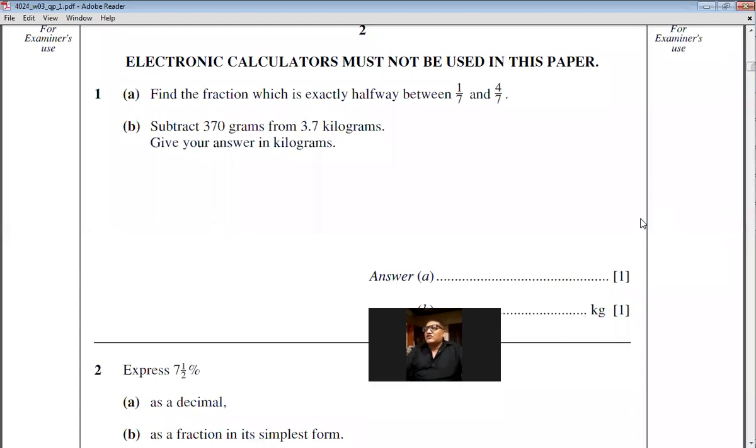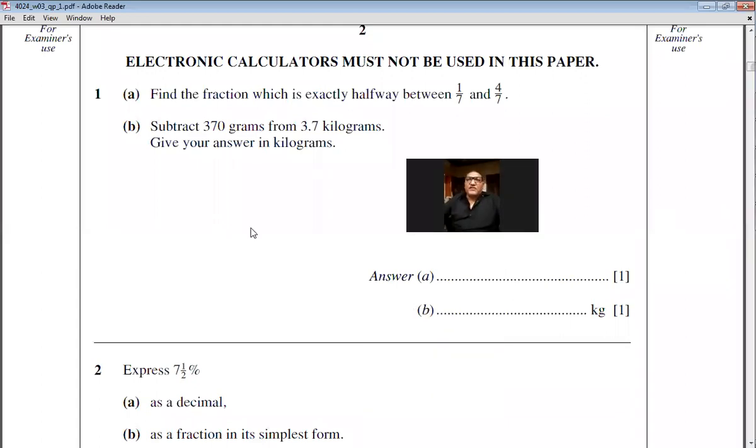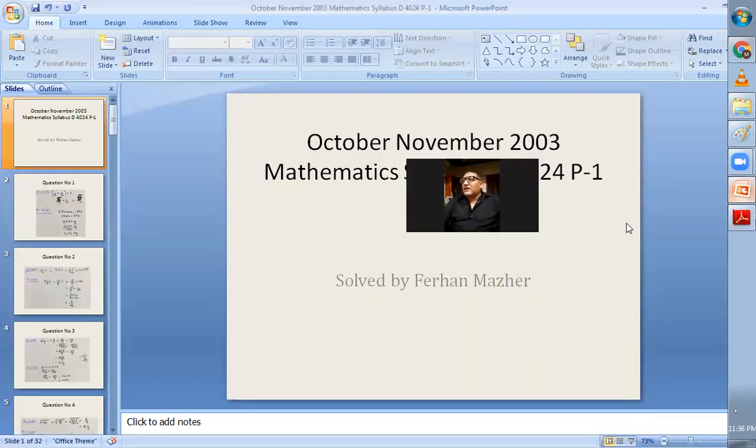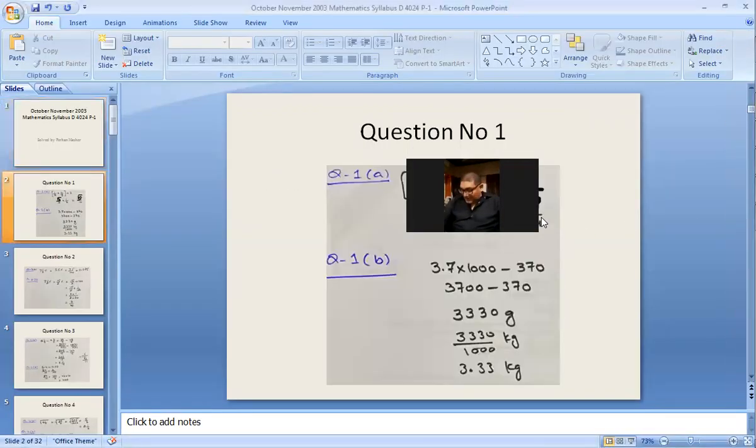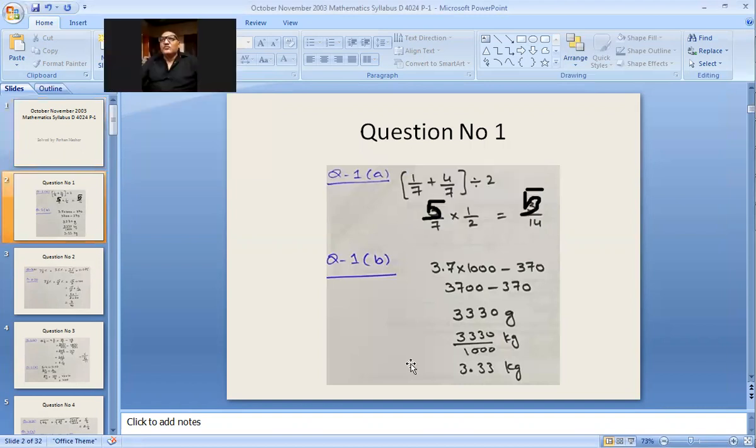So the first question is coming on your screen. Find the fraction which is exactly halfway between 1/7 and 4/7. So you will add these two fractions and you will divide the answer by 2. So let me show you my work. I've done this on a paper. So here we go. This is my work.